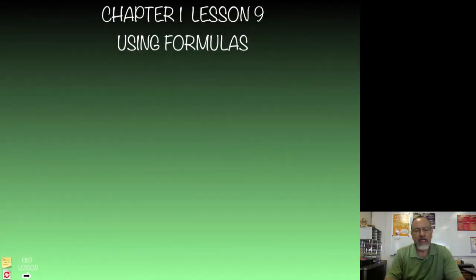Chapter 1, Lesson 9, and we want to wrap up this chapter by looking at formulas. Formulas are a very important part of mathematics, and really science, because formulas are really mathematical sentences that describe the relationships between different quantities. And really that's what we do in science, and what we do in math.